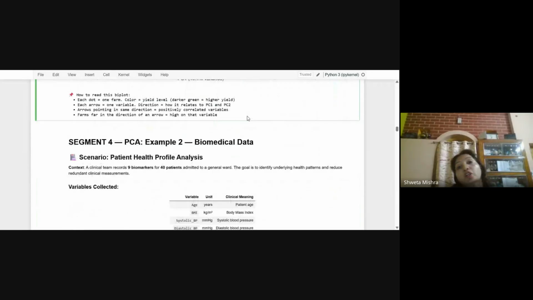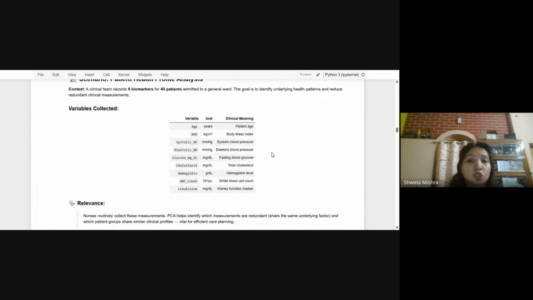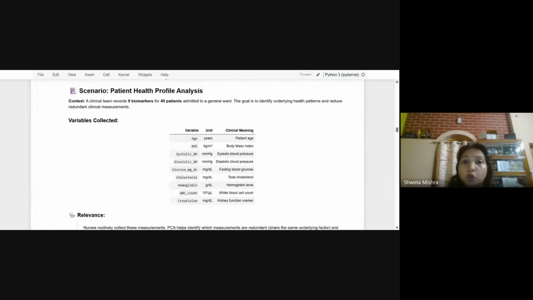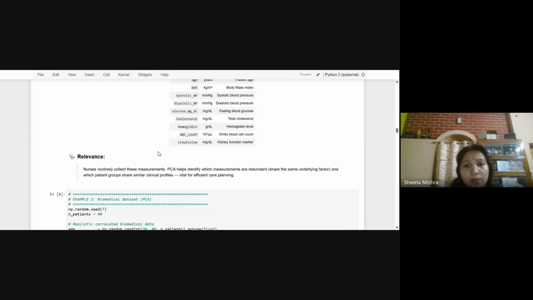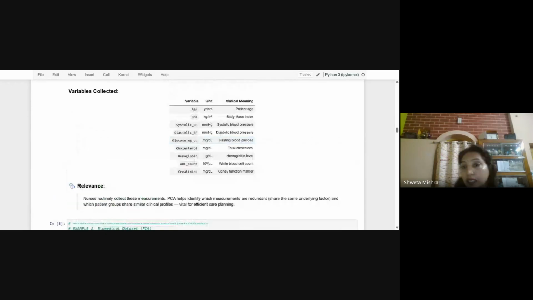Now we can go for the same principal component analysis for the patient health profile. Here we have considered around 40 patients and 9 variables. The variables are age, BMI, systolic BP, diastolic BP, glucose, and so on. Now we will do similar things to what we did for the agriculture data.